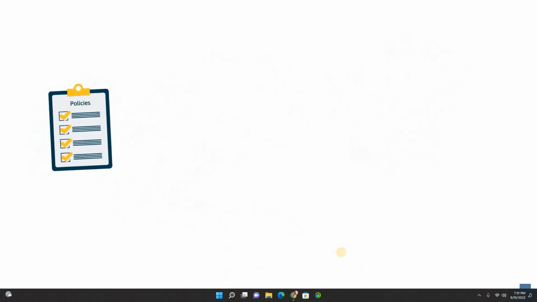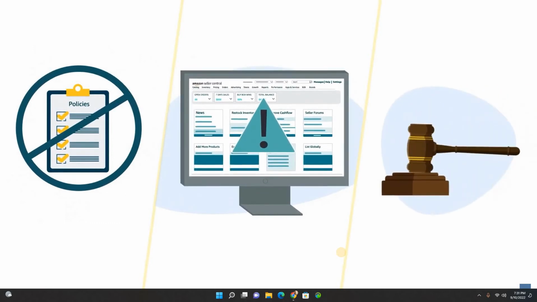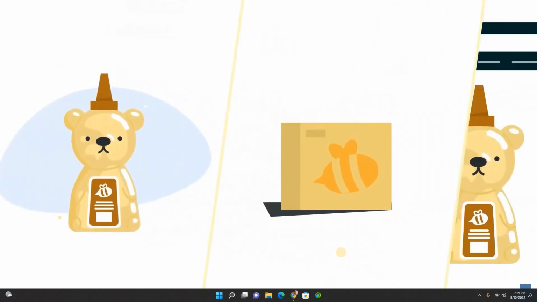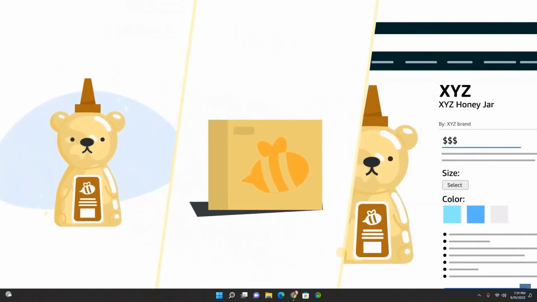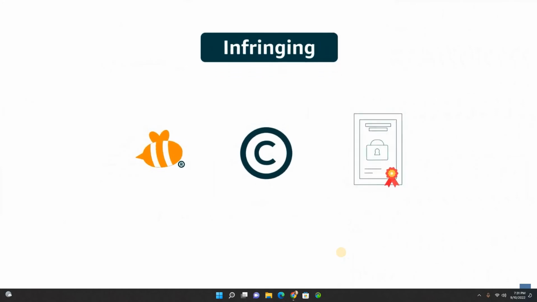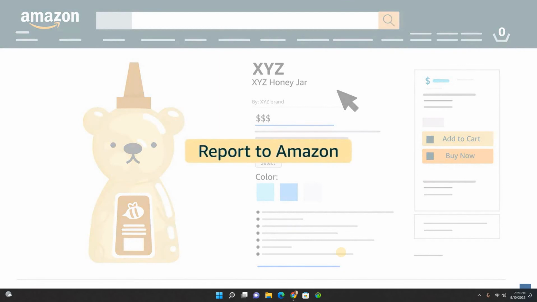Any violation of these policies may result in the loss of selling privileges and other legal consequences. If you believe that a product, packaging, or product detail page listed by another seller is infringing on your trademark, copyright, or patent, you may report the offer or entire product detail page to Amazon.